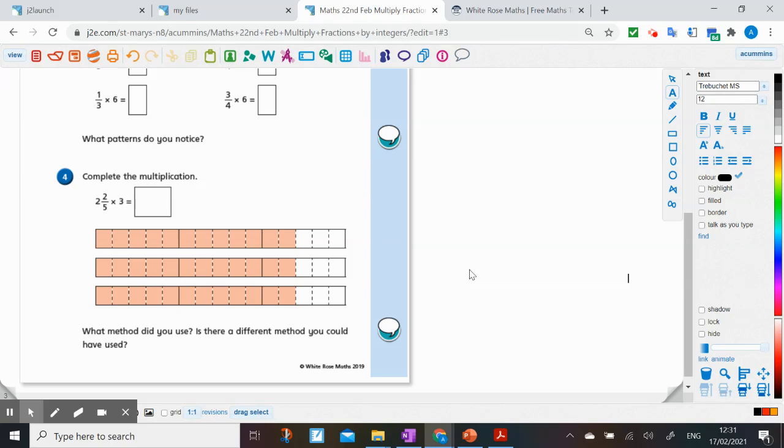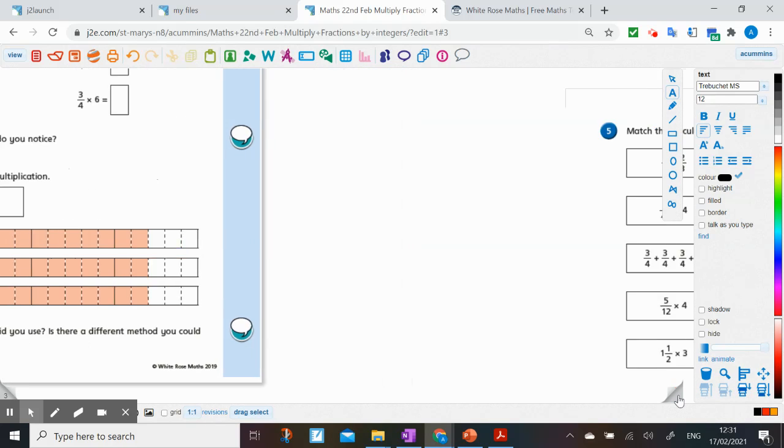So you've got question 4 to complete first. Complete the multiplication, 2 and 2/5. So now we've got a mixed number times 3. It's been shown to you in a bar model. How would you get there? So it's up to you which method you choose. Do you want to do the 3 times 2 first, and then work out what 2/5 times 3 is, and then add it together? Or do you want to convert 2 and 2/5 into improper, times it by 3, and then divide back to get back to mixed number? So that's question 4.